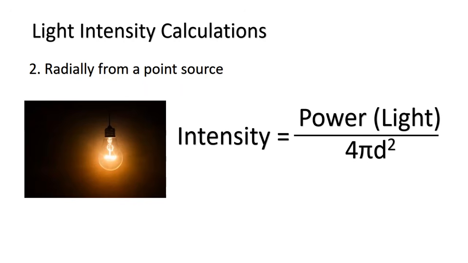And then you have radially from a point source. So in these scenarios you can clearly see that the light bulb emits light radially, so it emits light in the form of spheres, and the area of a sphere is 4 pi d square. So let's say you are at a distance d from the light source. So over here the intensity would be power. Of course, again, in intensity questions power is always in the form of light divided by 4 pi d square.